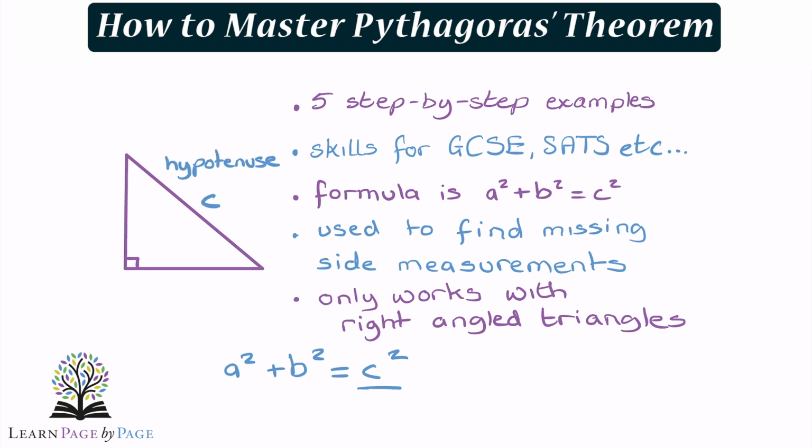The other two sides, A and B, can be this one or it could be this one. It doesn't matter, they're interchangeable. So you could call that A, you could call that A, and this could be B or that could be B. So it doesn't matter, just as long as you always label this long length C. Now let's move on to our first question.